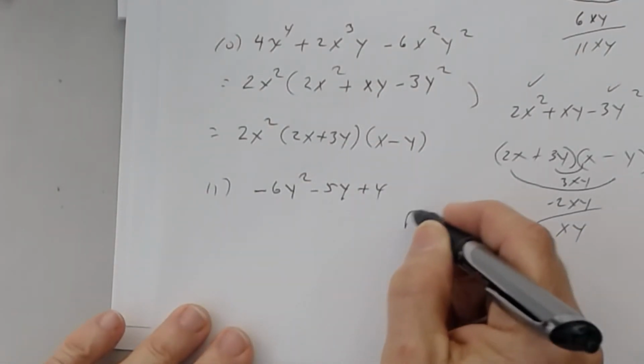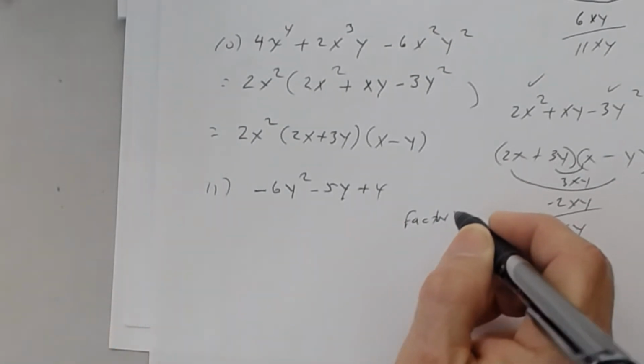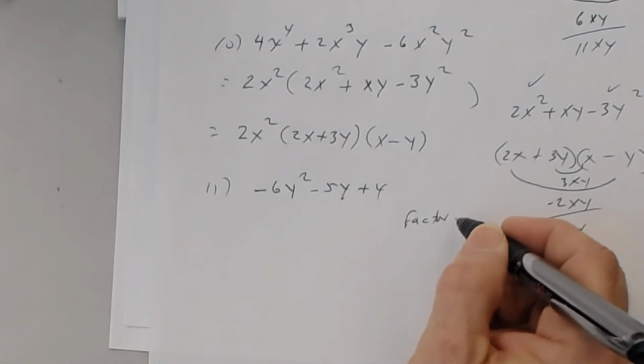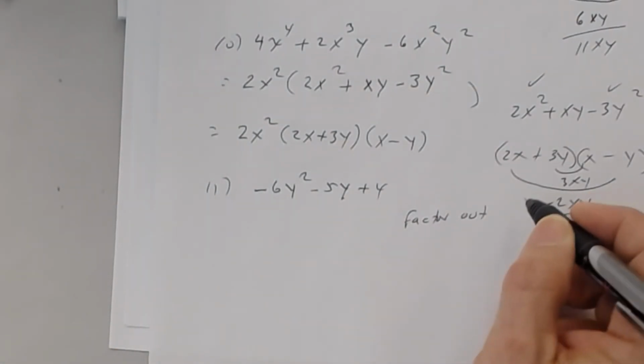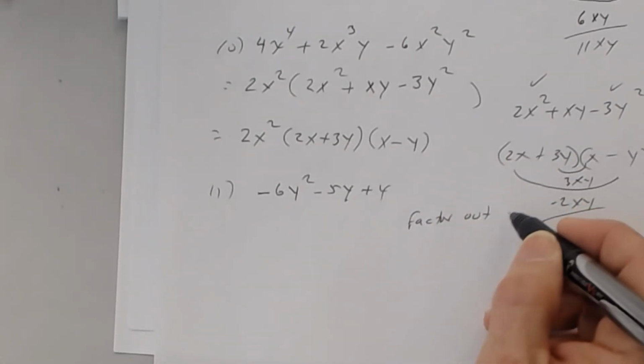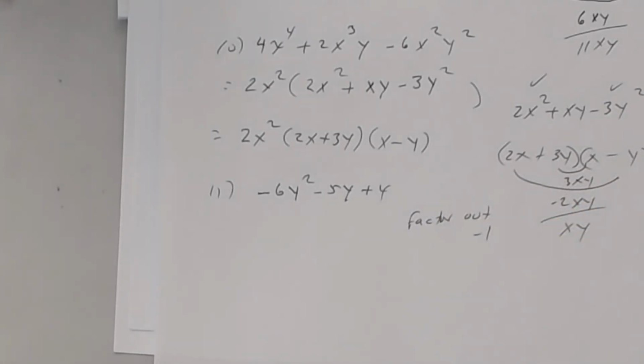So what it's going to say is this, it's going to say factor out. Remember there was on one of the worksheets, factor out a negative 1. That was in one of the worksheets. I think it was part C on 13.2. All right, so you factor out negative 1.